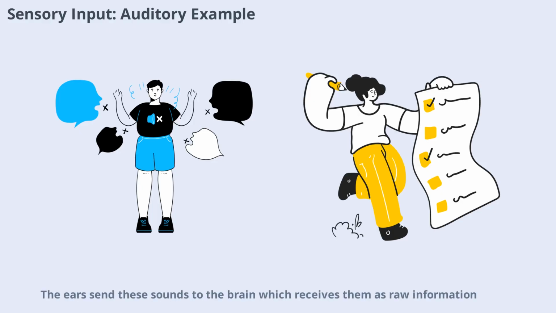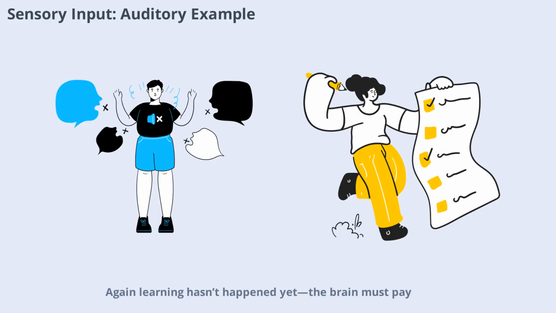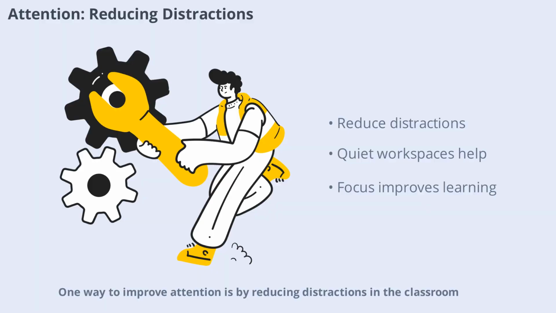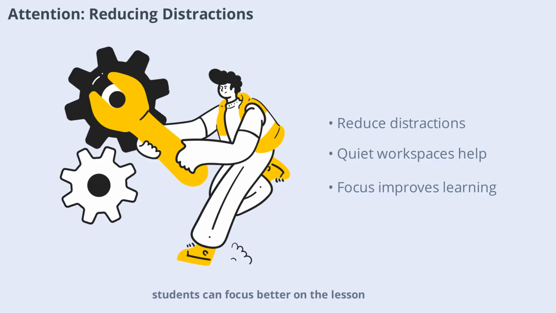The ears send these sounds to the brain, which receives them as raw information. Again, learning hasn't happened yet. The brain must pay attention to process and understand what was heard. One way to improve attention is by reducing distractions in the classroom. This might mean seating students away from windows or noisy areas or providing quiet workspaces. By minimizing distractions, students can focus better on the lesson and move information forward in the learning process.